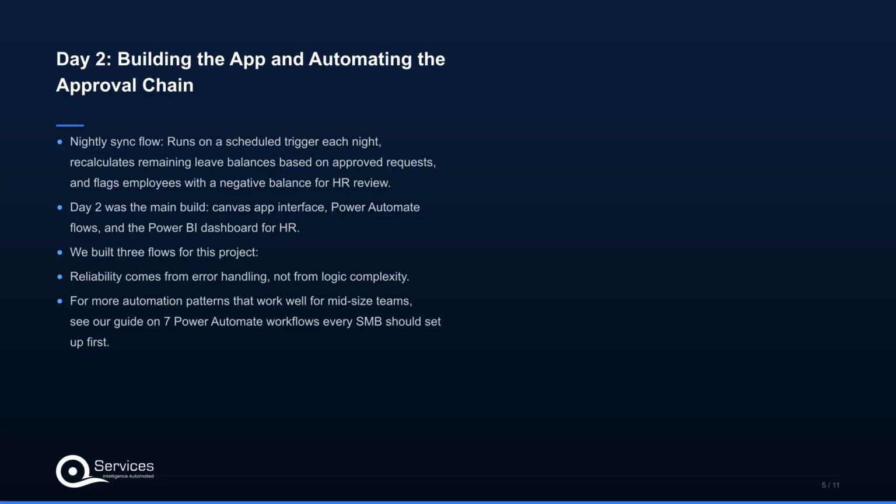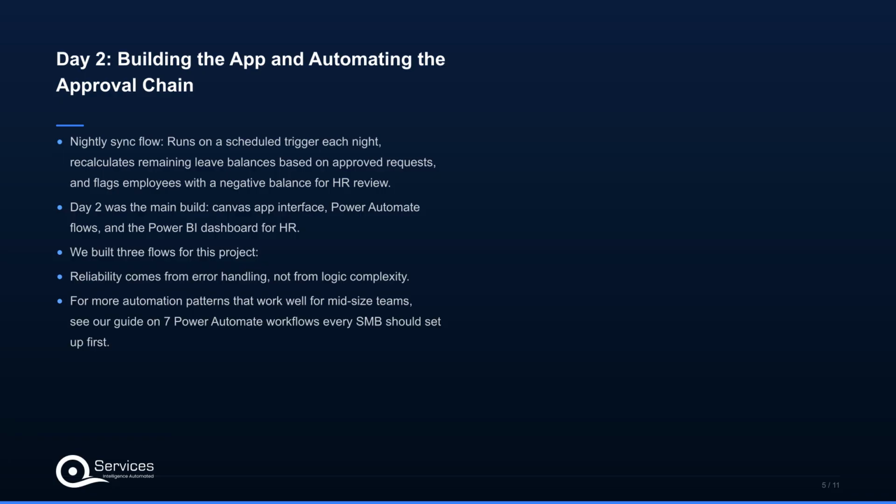Let's move on to Day 2: building the app and automating the approval chain. Day 2 was the main build: Canvas app interface, Power Automate flows, and the Power BI dashboard for HR. We built 3 flows for this project. These Power Automate workflow examples follow a pattern we apply across most automation projects: trigger on data event, branch on condition, update the record, notify the right person.